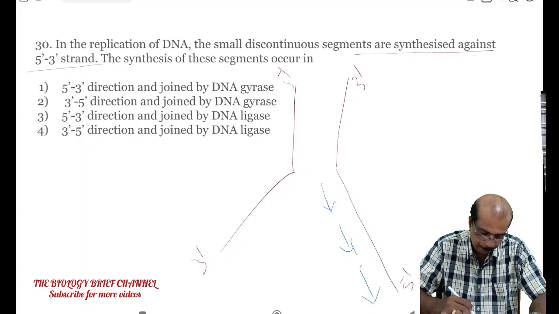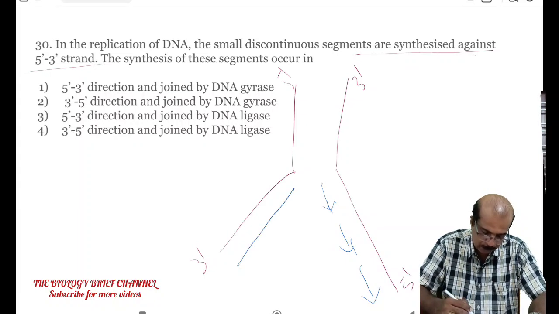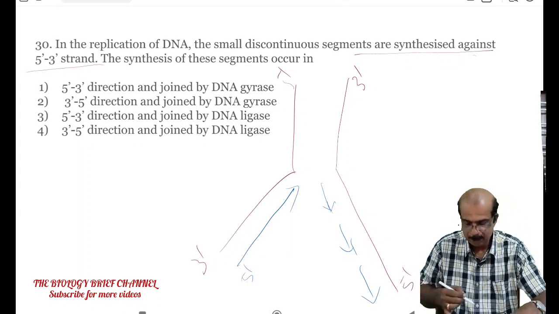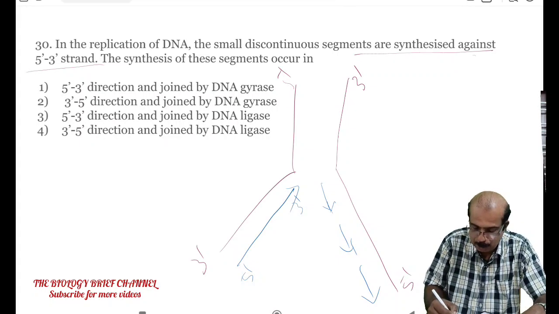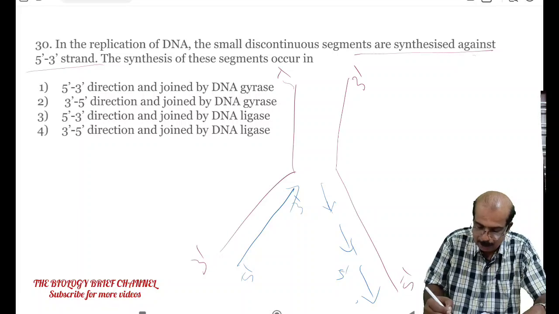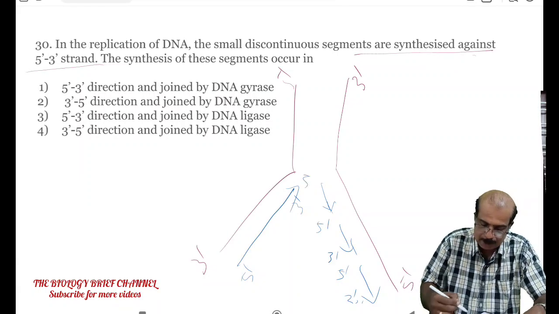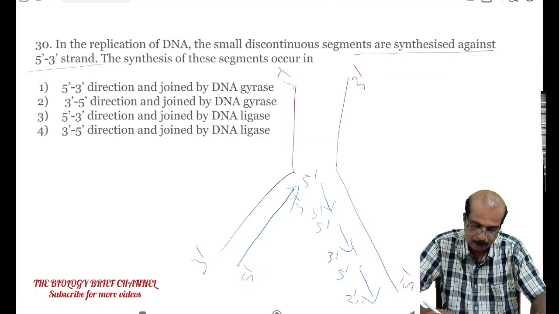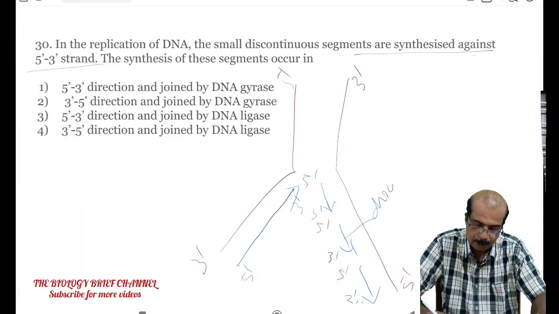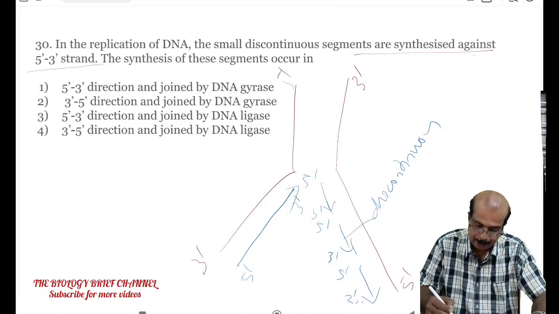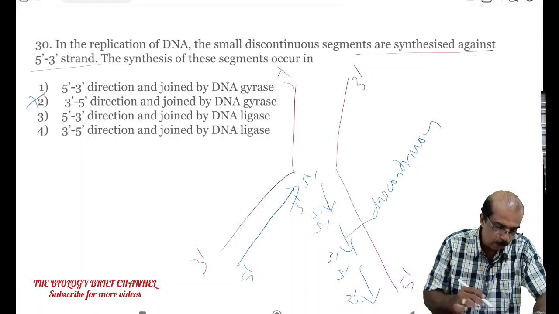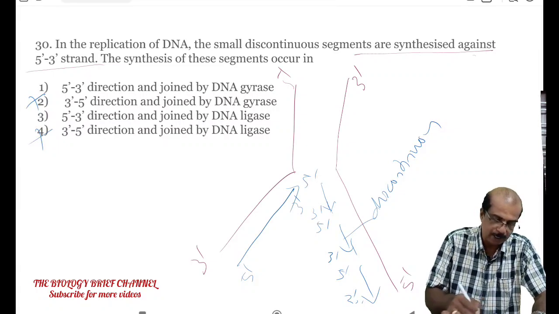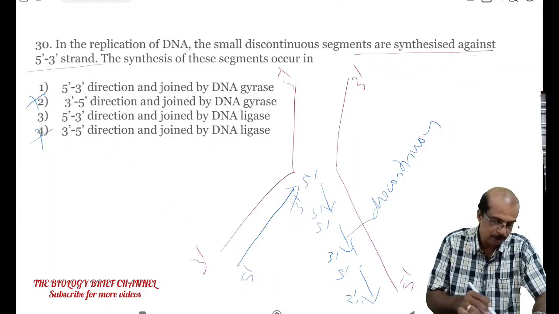In the 3 prime, 5 prime template, there is a continuous strand in the direction 5 prime to 3 prime. Here in the 5 prime, 3 prime template, the direction is also 5 prime to 3 prime. Direction will not change, but the type of synthesis is discontinuous. So you can strike out both the 2 and 4 choices. You have to select the answer from the first and third choices.